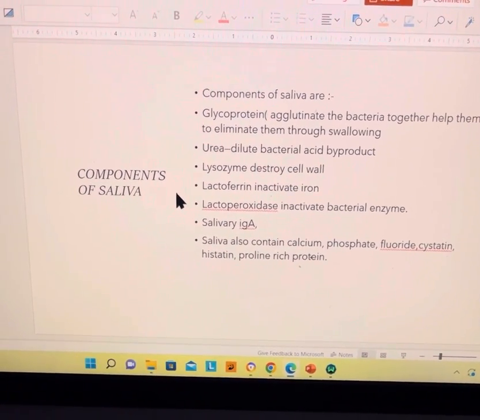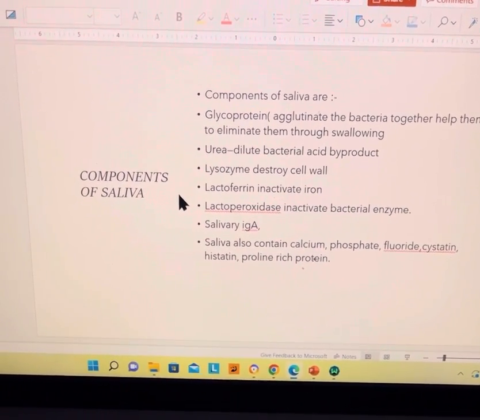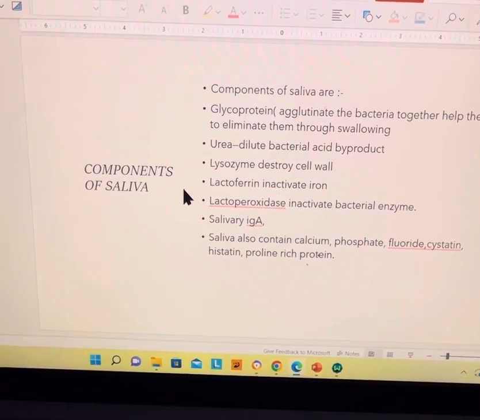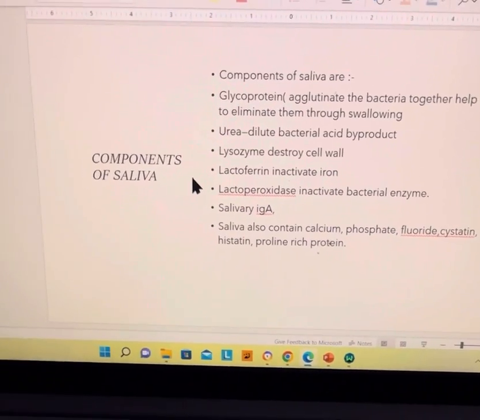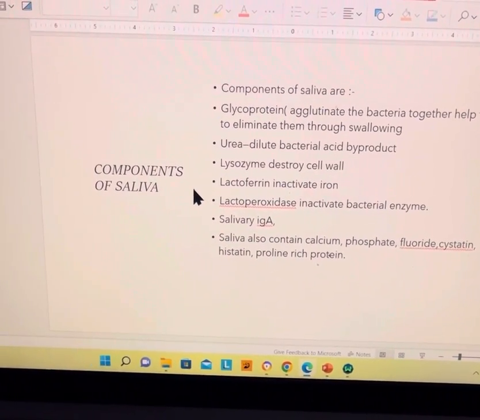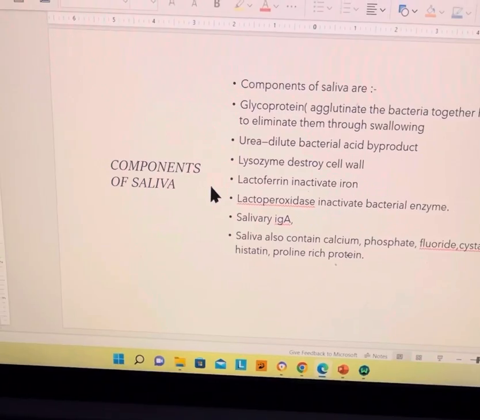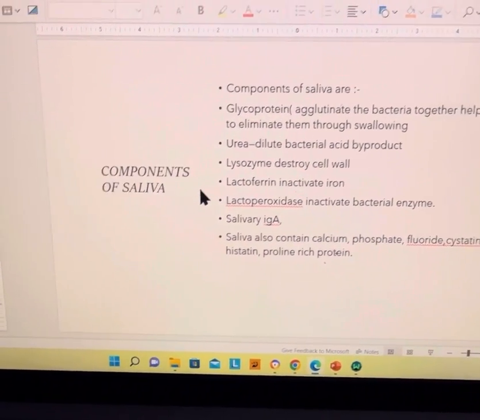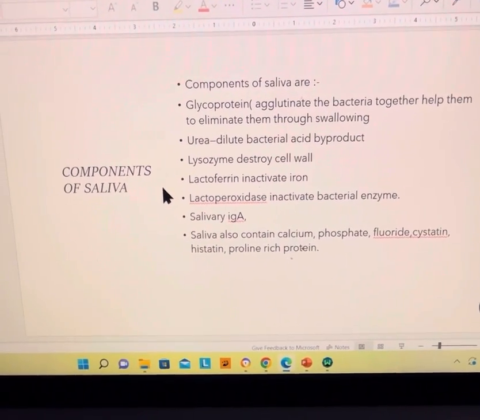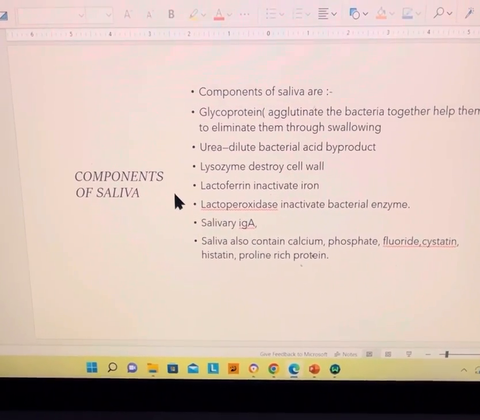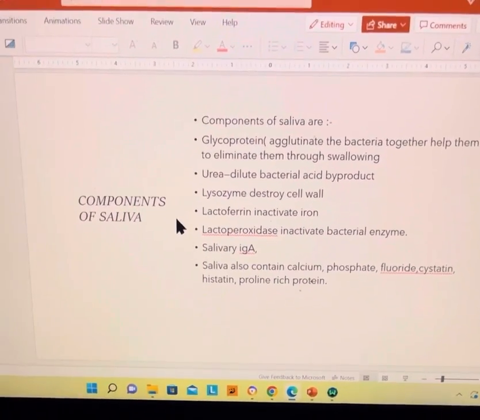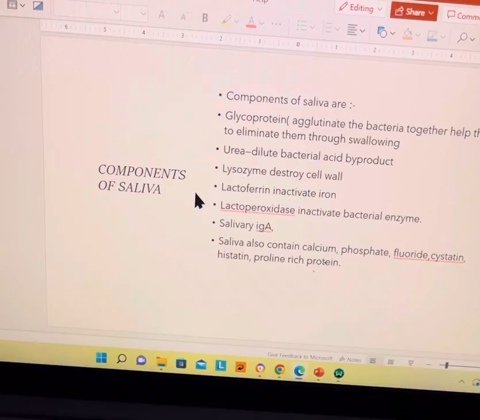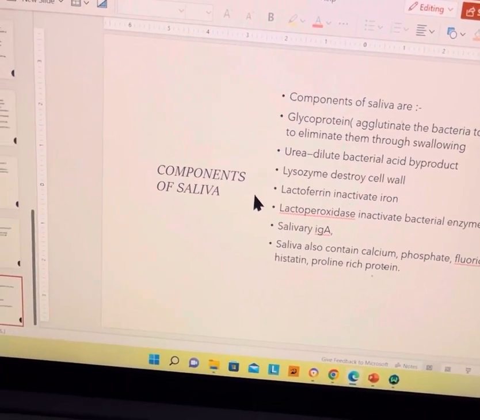Lysozyme can destroy the cell wall. Lactoferrin: ferrin means iron, and lacto inactivates, so it can inactivate iron. Lactoperoxidase inactivates bacterial enzymes. Then there is salivary immunoglobulin A. Saliva also contains other things like calcium, phosphate, fluoride, cystatin, histatin, and proline rich proteins.